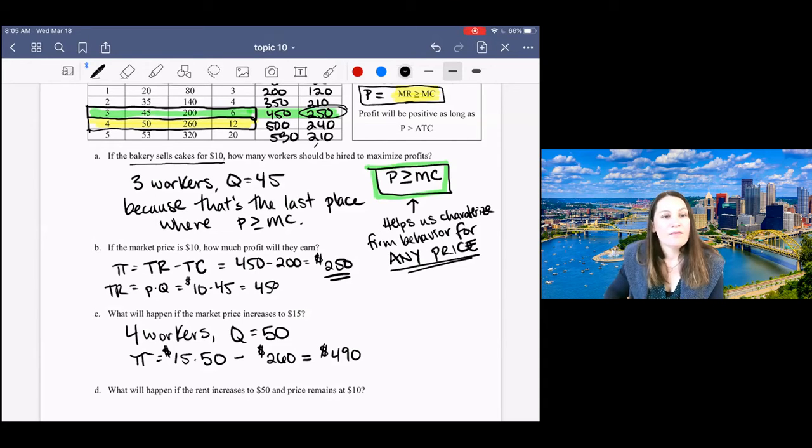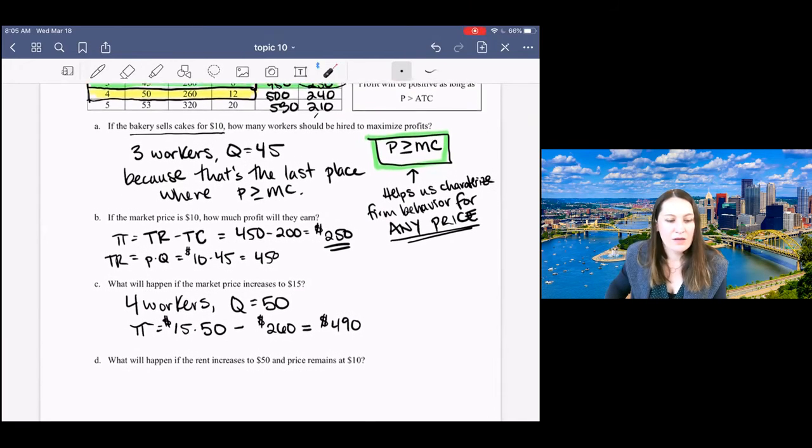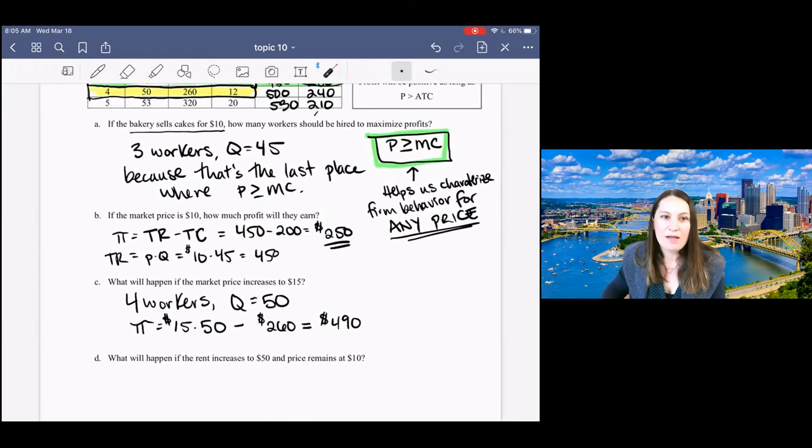Great. So calculating marginal cost is really important, and understanding how to use this decision rule of producing as long as price is greater than marginal cost is a big part of this section of the course. All right, we have one more question to answer, which is, what happens if the rent increases but the price stays at $10? A price of $10 means that my profit maximizing point is going to be 3 workers and 45 cakes. But what happens if my rent goes up?